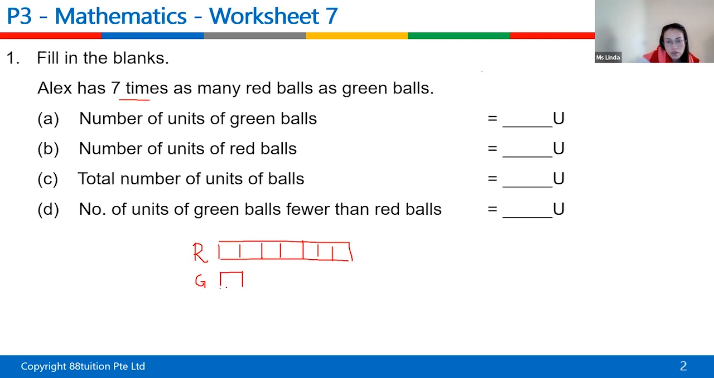Sorry, my shapes are not as accurate or the same size, but anyway, your green balls, how many are there? How many units? I just drew it out for you. So when I say Alex has red, R stands for red.